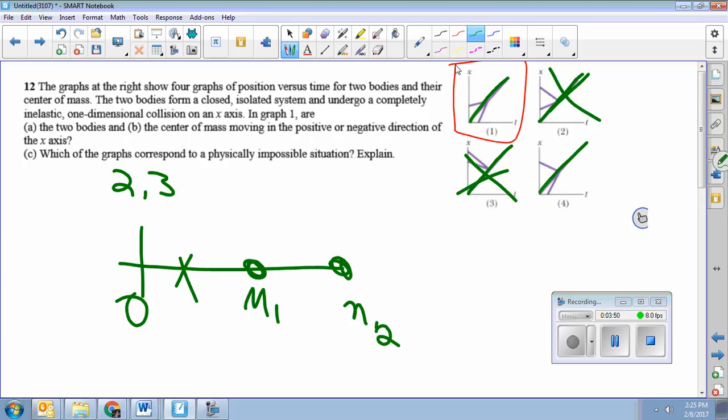Does that make sense? I think the big takeaway from this, you guys, is that in a closed system, the position time graph of your center of mass has to be a straight line. That realization was why I assigned this problem. Make sense? All right. Questions on it?